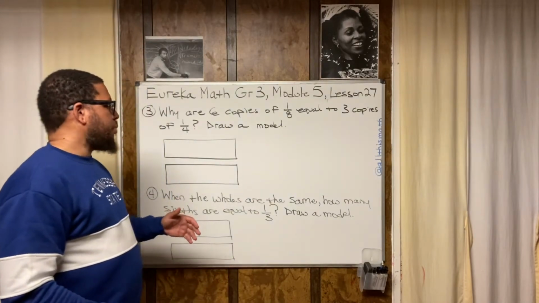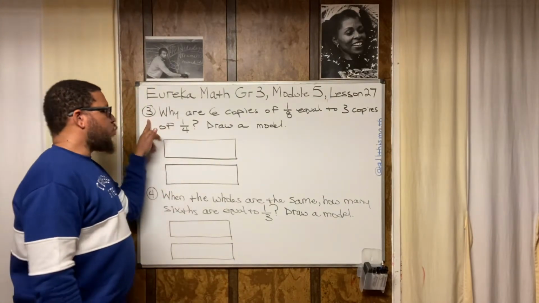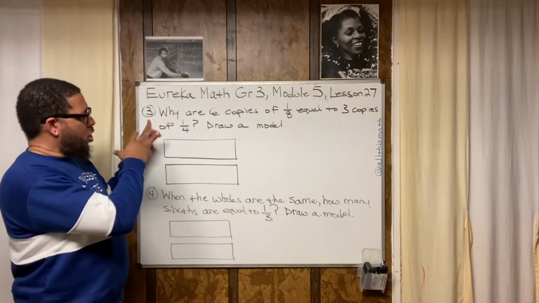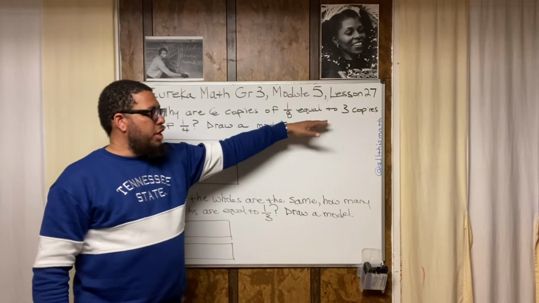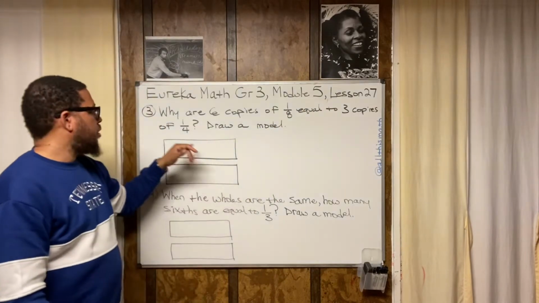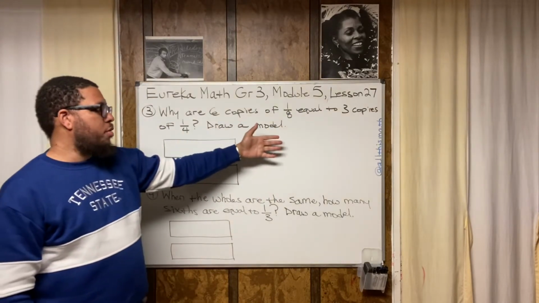So let me read number 3. Number 3 says, why are 6 copies of 1/8, the fraction 1/8, equal to 3 copies of 1/4? And draw a model.